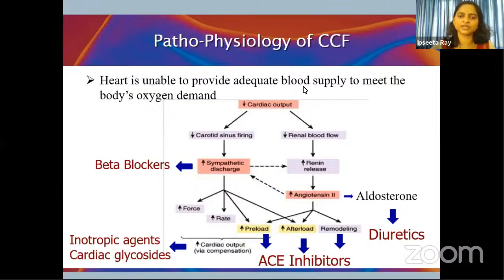And we know that the main cause in congestive cardiac failure is a decrease in cardiac output. So inotropic drugs which can increase the cardiac output are used. So these are the four important classes in congestive cardiac failure.